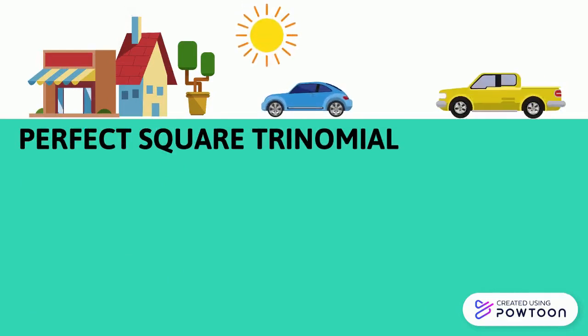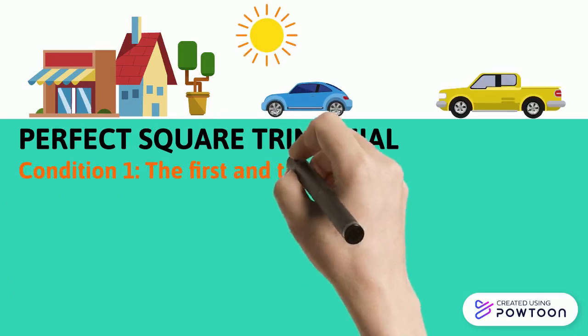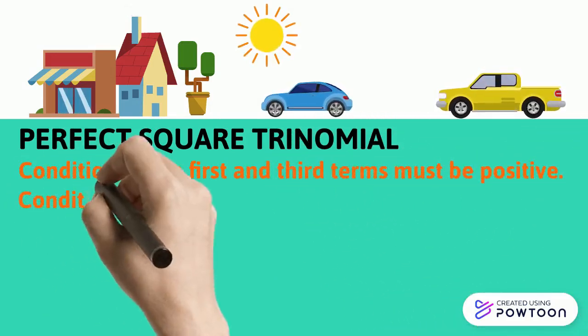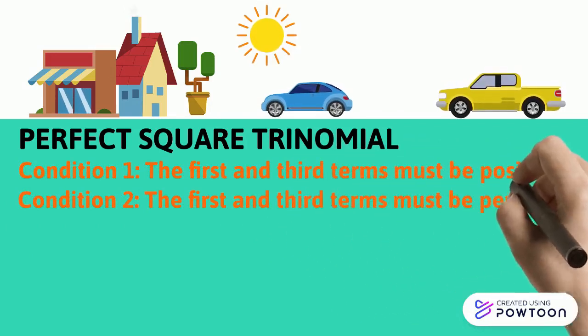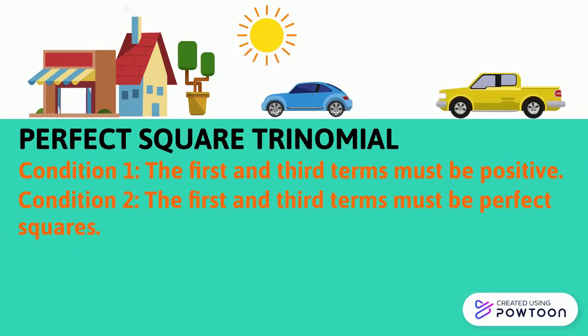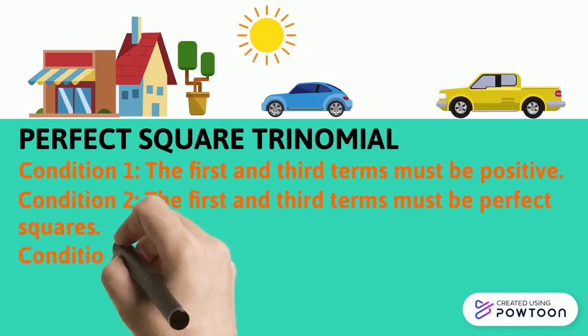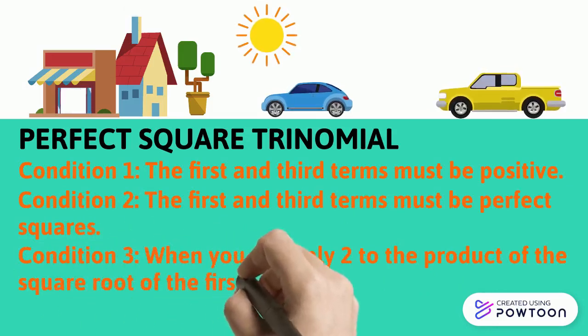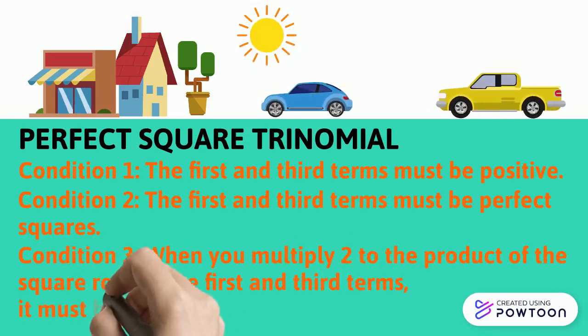We can say that the given example is a perfect square trinomial if, condition number 1, the first and third terms must be positive. Condition number 2, the first and third terms must be perfect squares. Condition number 3, when you multiply 2 to the product of the square root of the first and third terms, it must be equal to the second term.